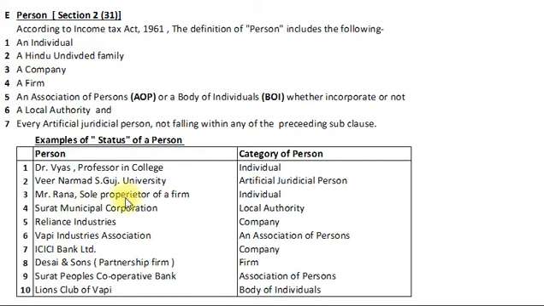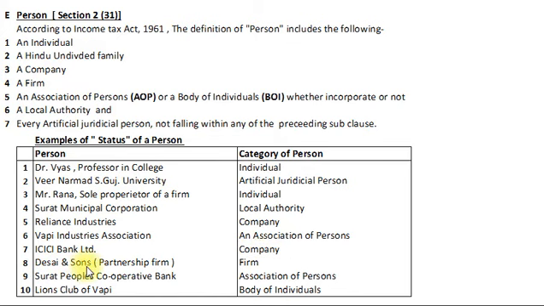Mr. Rana, a sole proprietor of a firm. Here Mr. Rana is a living human being, so he falls under the category of person, that is individual. Surat Municipal Corporation is a non-living person. It falls under the category of local authority. Reliance Industries Limited, it is a non-living person, falls under the category of a company. Next, Vapi Industries Association is a non-living person, falls under the category of an association of persons, that is AOP. Next is ICICI Bank Limited. It's a non-living person, falls under the category of a company.